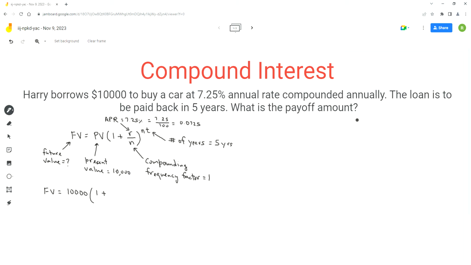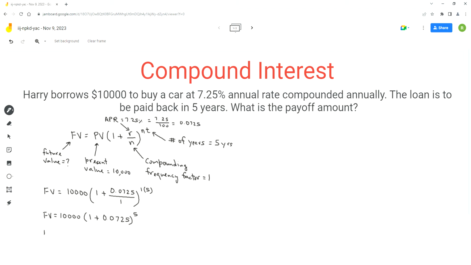0.0725. So there's a very important step you have to understand and memorize. n is equal to 1 because the compounding frequency is annual, and then 1 times 5. So these are the values that go into the formula. Now we have to simplify. So first we'll simplify the terms inside the parentheses. We will multiply the exponent 1 times 5, which is 5, and in the parentheses, 0.0725 divided by 1 is equal to 0.0725.